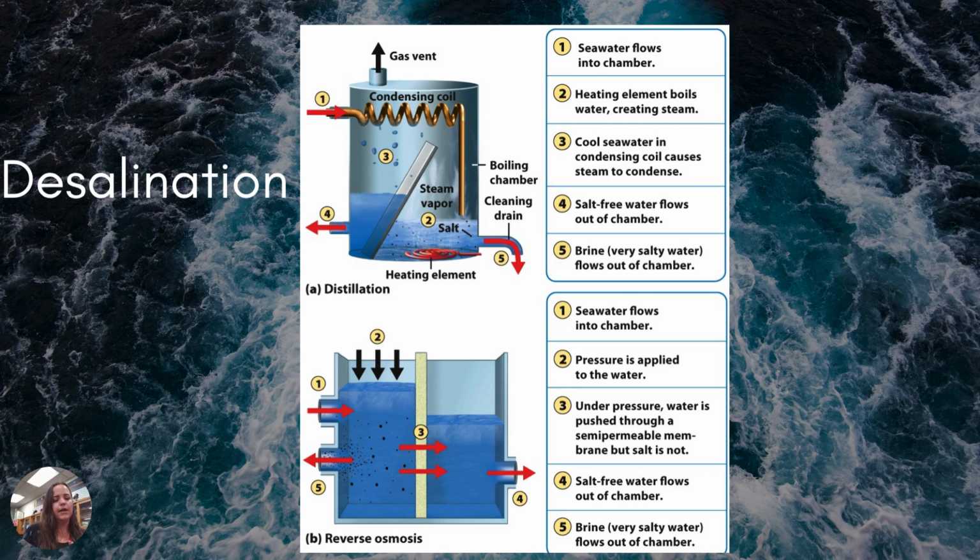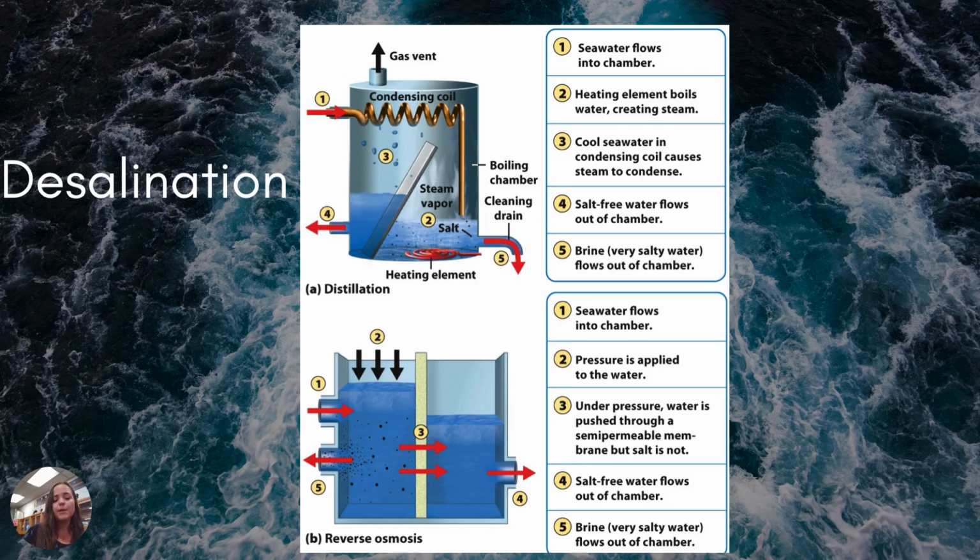So in that first diagram A there, seawater will flow into that chamber. That heating coil there will heat up the water, which creates steam. And as steam, it will condense on that coil and then drip down. The steam vapor will condense as water and then drip down as more H2O molecules. And then on the right-hand side there, you'll see the salt water condense, and then it will flow out that drain as what we call brine. And then through 4, salt-free water will flow out of the chamber.